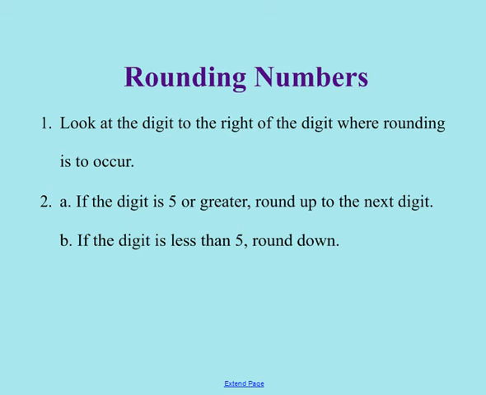So we've done some reviewing examples of rounding numbers. Here are the rules that you probably learned back in middle school, if not elementary school, for rounding numbers. First, look at the digit to the right of the digit where rounding is to occur. Next, if the digit is 5 or greater, round up to the next digit. If the digit is less than 5, round down.